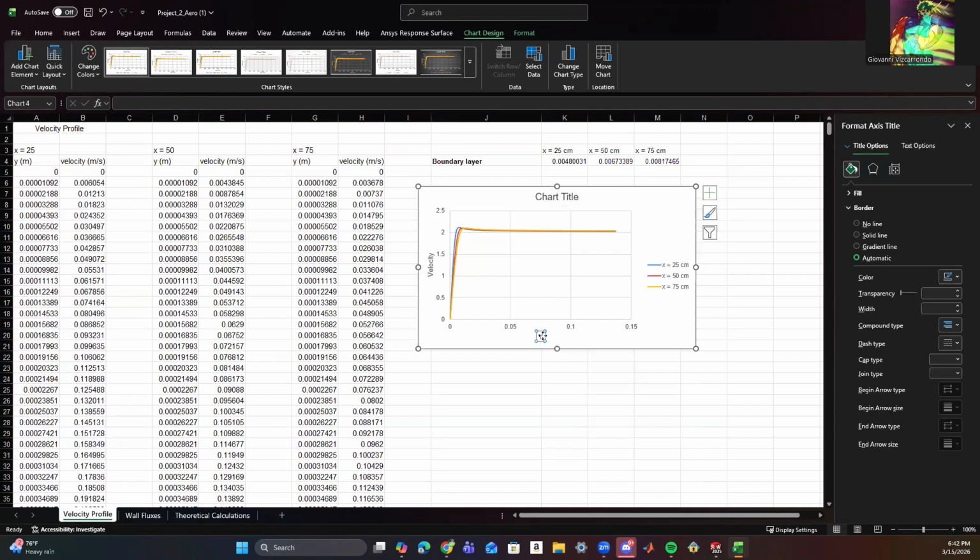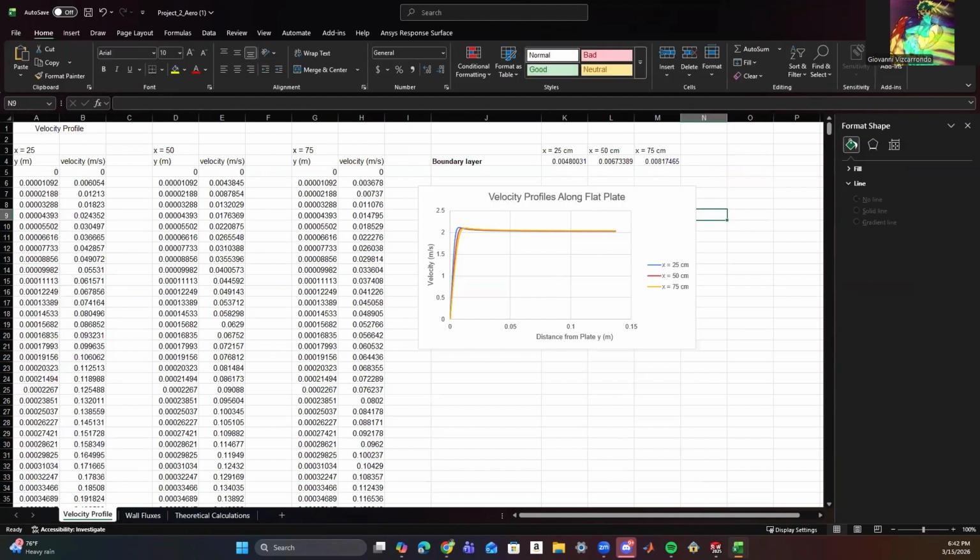Well, actually, we're gonna call y distance from point y. And let's include the meters, and then here let's include right, and then we're gonna name the title velocity profiles along flat plates. And there we go. We have our velocity profile graph.